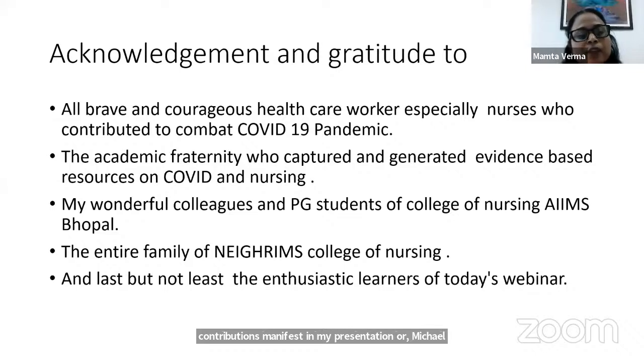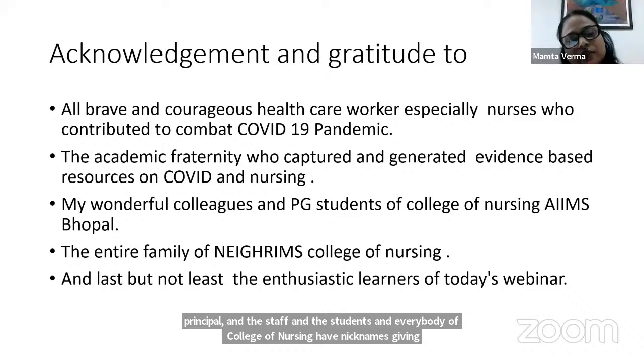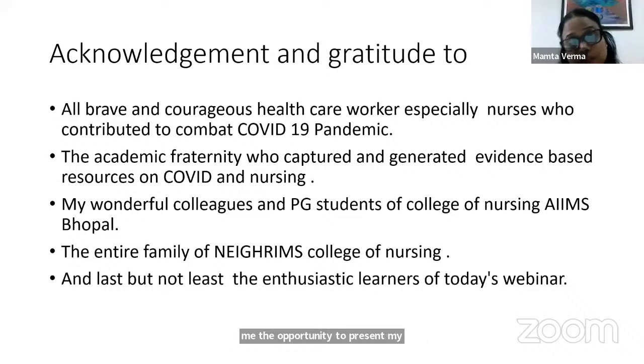Without them, I'm nothing. And the entire family of NEIGRIHMS College of Nursing. If they had not invited me, I may not have been able to interact with more than 1,000 people. So I am very humbled and very thankful to the entire fraternity, the director, the principal, the staff and the students and everybody of the College of Nursing of NEIGRIHMS, for giving me the opportunity to present my thoughts based on my experiences.